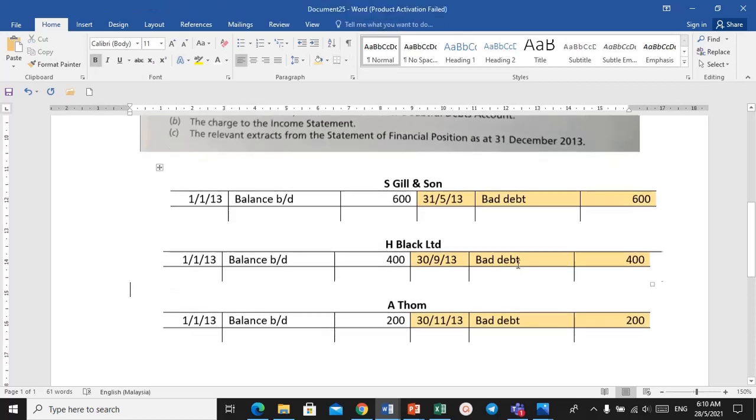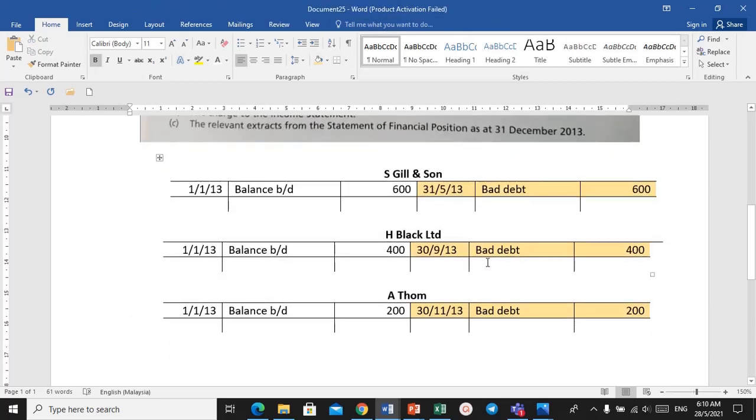Okay, so you can see here in these three debtors accounts, there is no balance c/d. So when we don't have any balance c/d for these three accounts, it means that you have permanently closed these three accounts. Okay, so we need to close them because they have been declared bad debtors. So we no longer need to deal with them. So that is the technical part, the reason why we should do the debit entry with bad debt.